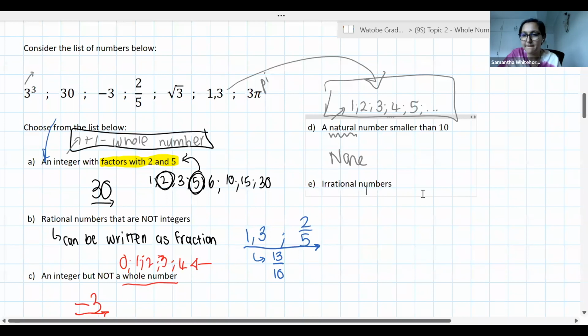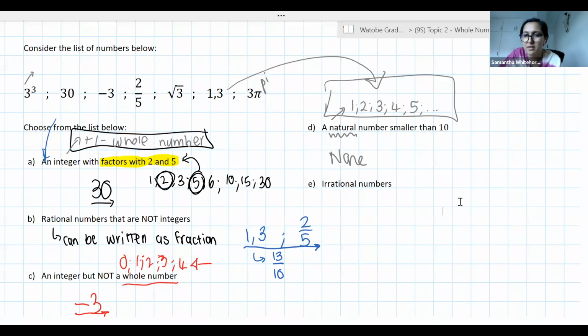An irrational number is a non-terminating... Callan, your sound's a bit funny. Can you try again? Sorry, ma'am. It's a non-terminating, non-recurring decimal that cannot be written as a fraction.